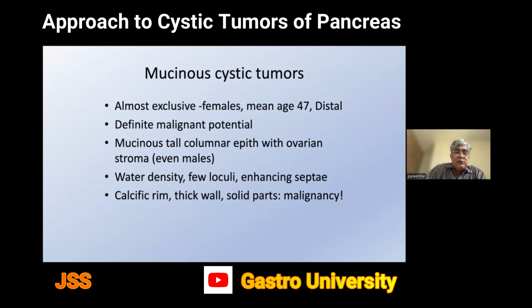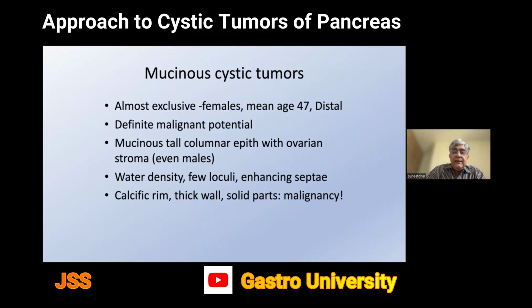It basically has mucinous tall columnar epithelium, and the pathognomonic feature even in males is the ovarian stroma. So most world authorities agree on this because this can be confused with the branch duct IPMNs, which tend to be much more innocuous.